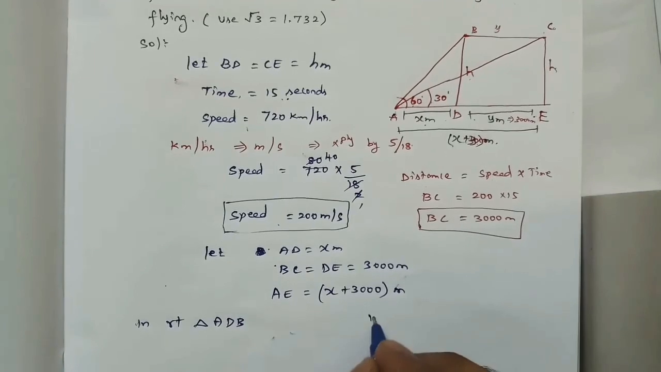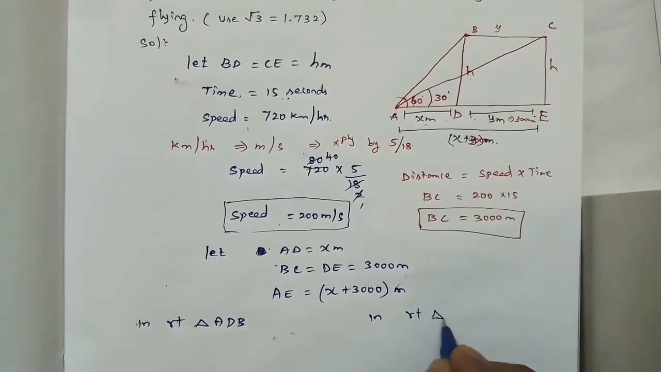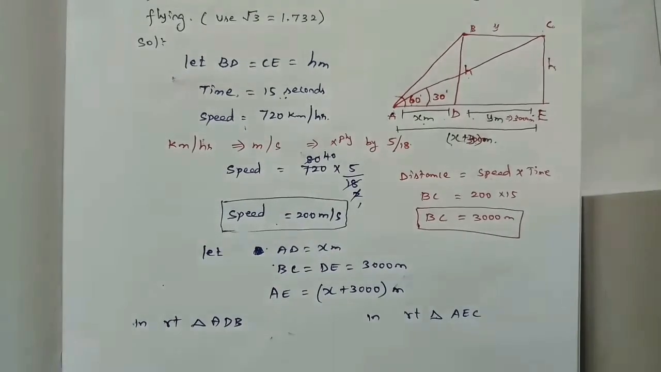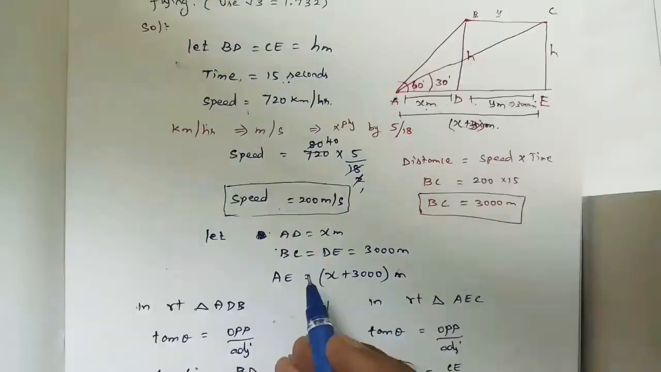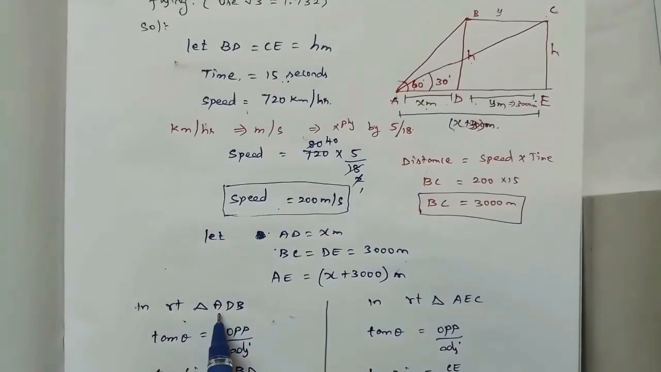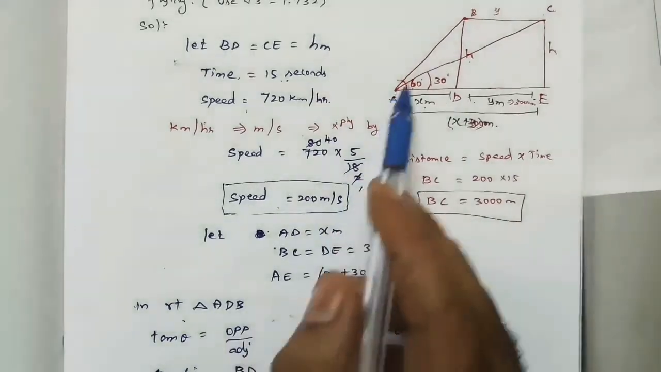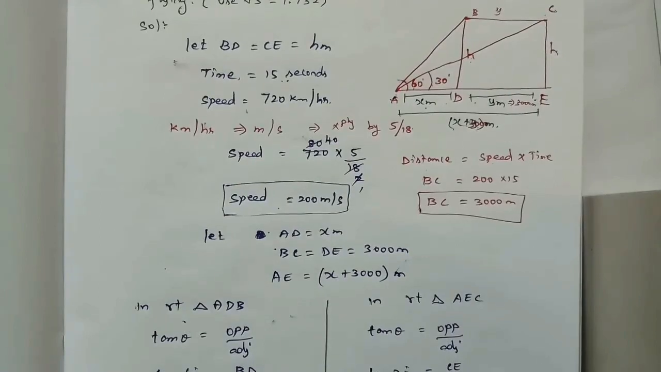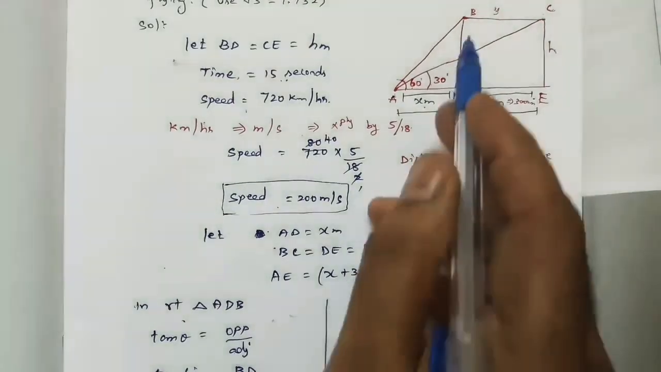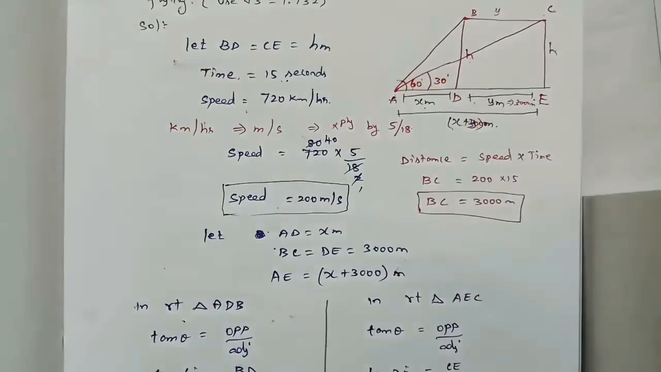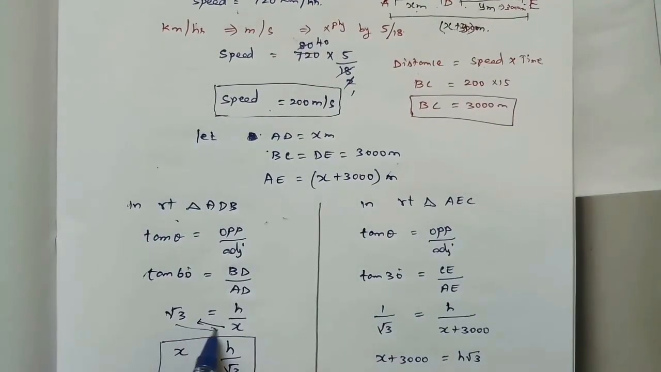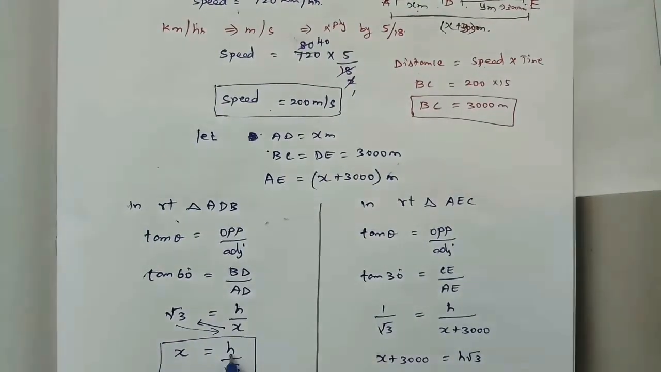So in right triangle ADB and right triangle AEC. First, in right triangle ADB, tan theta is opposite side by adjacent. Tan 60 degree is equal to BD by AD. BD is nothing but H, AD is nothing but X meter, so root 3 is equal to H by X. Bringing X to the LHS and root 3 to the RHS, X is equal to H by root 3, right?